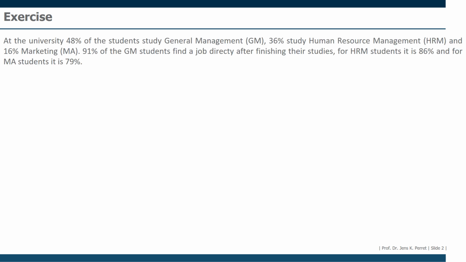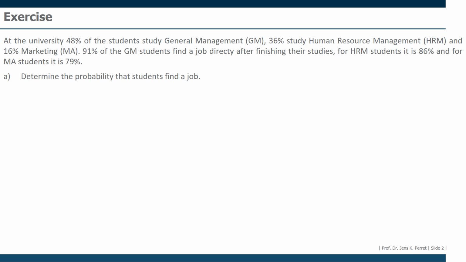Here we have at the university 48% of the students study general management, 36% study human resource management and 16% marketing. 91% of the GM students find a job directly after finishing their studies. For the HRM students, it is 86%, and for marketing students, it's 79%. Then we have three tasks building on this information.